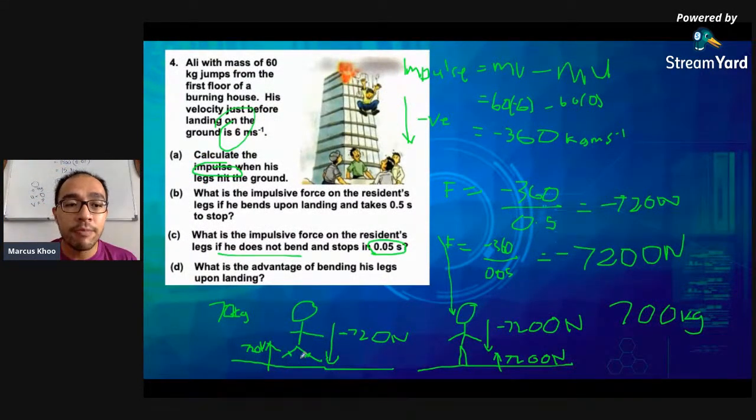You want to bend your knees because the advantage of bending the knees upon landing is you feel less reaction force from the ground. The impulsive force on Ali is less when he bends his legs upon landing. Okay, I'm going to repeat the answer for D. The impulsive force on Ali is going to be less when he bends his legs upon landing. Why is this impulsive force less?